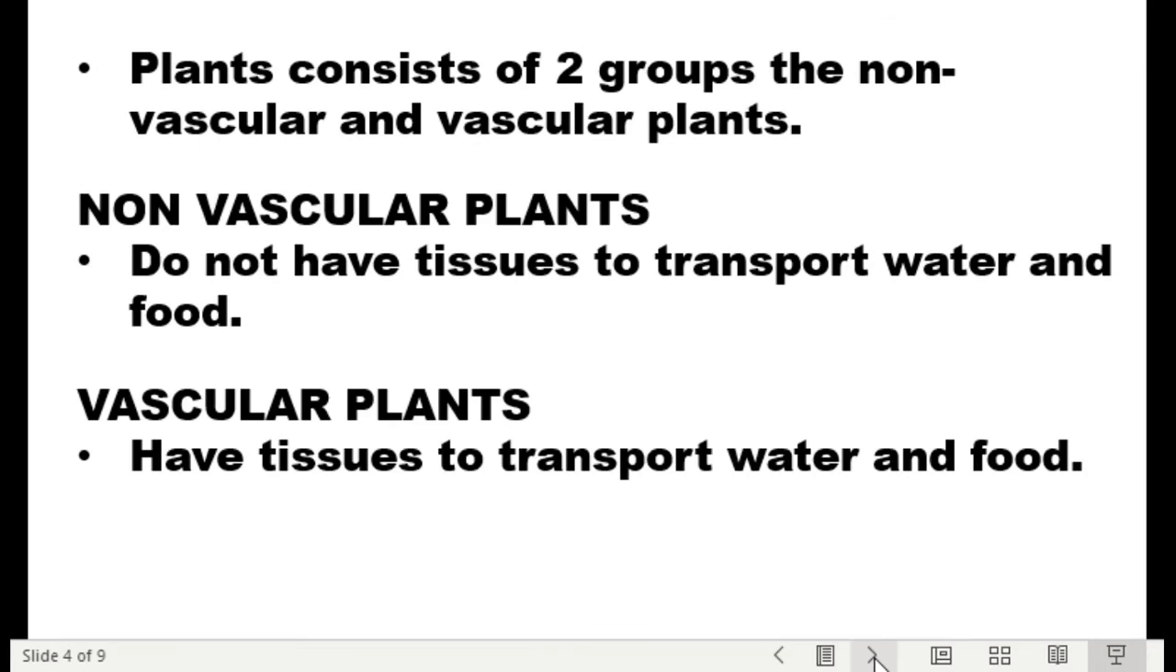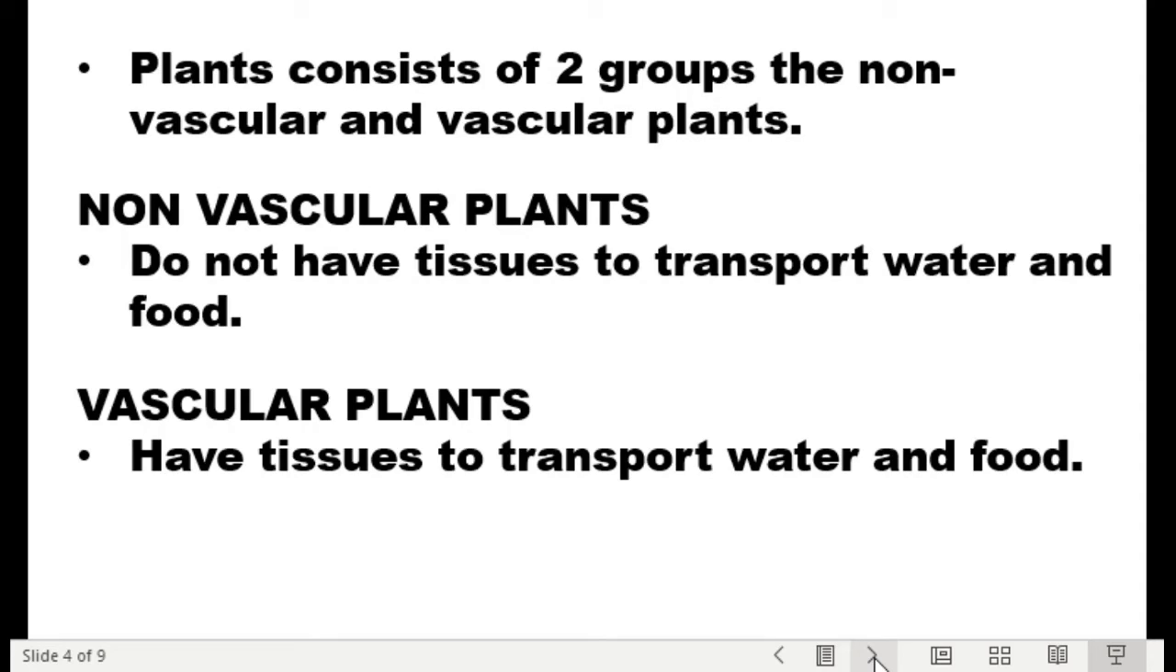So, non-vascular plants do not have tissues to transport water and food. Pag water, ang tawag dun sa transport system na ginagamit ay xylem. Pero pag food, it's called phloem. So, walang ganun yung non-vascular plants. Vascular plants naman, they have those xylem and phloem. And also, true roots, meron sila.